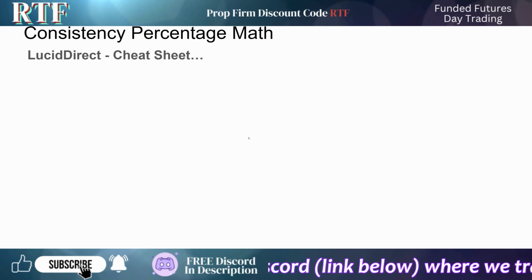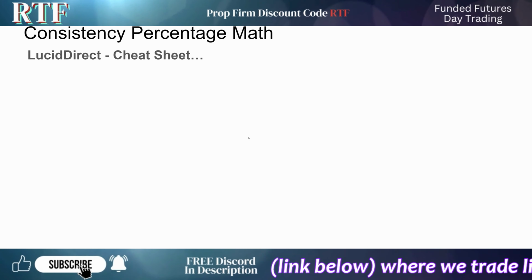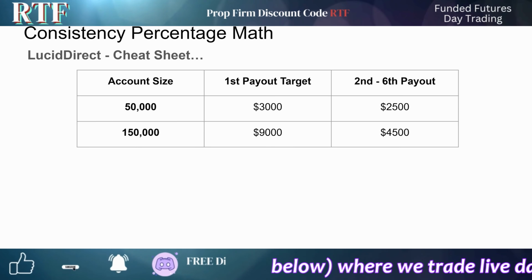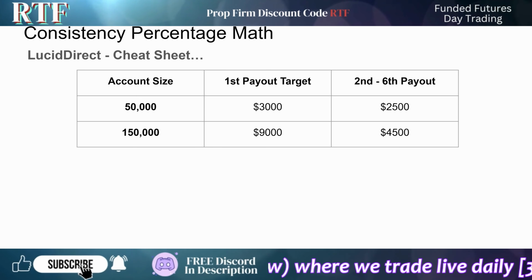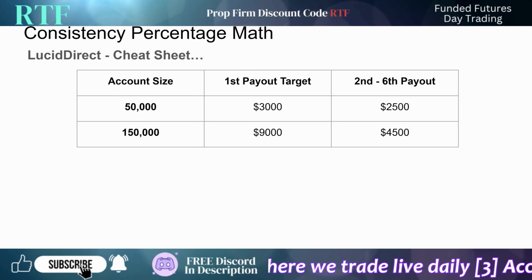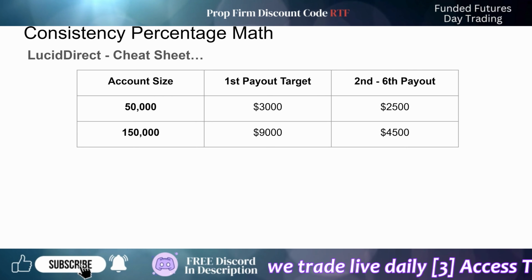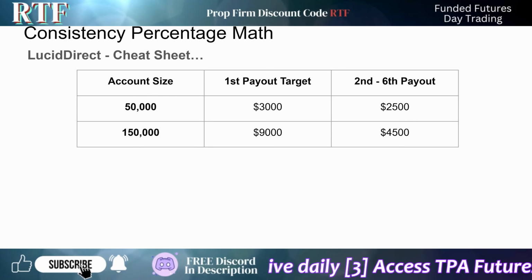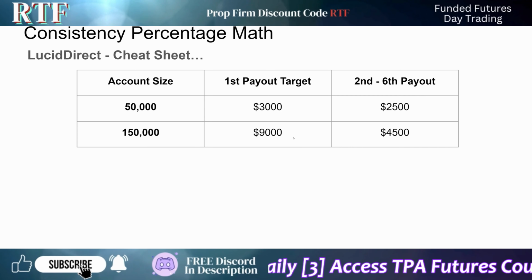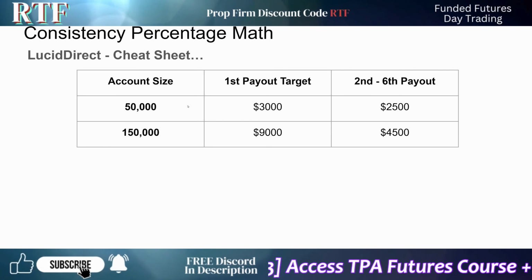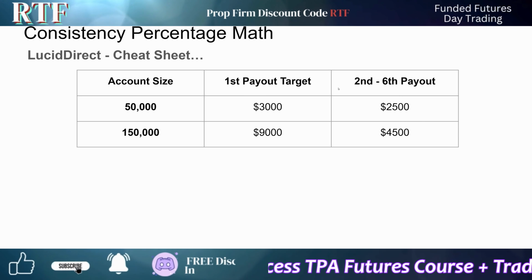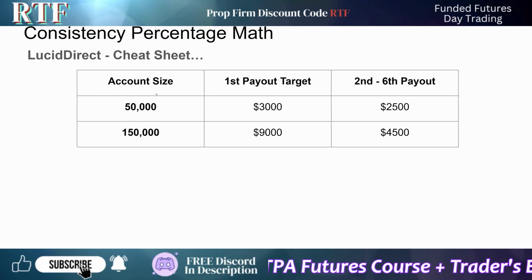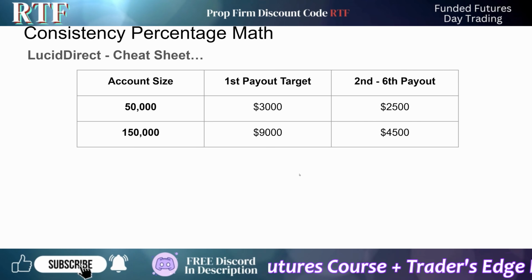So then let's take a look at the Lucid Direct numbers. Now, the rules are slightly different for Lucid Direct payouts, and it's beyond the scope of this video to go into all the details about the rules. I'll leave a video up here where I have done a video on the rules, and you can go and check for yourself. So we have $50,000. Let's say the first payout target is $3,000 for a $50,000 account, and the second through sixth payout is $2,500 for a $50,000 account, so on and so forth.